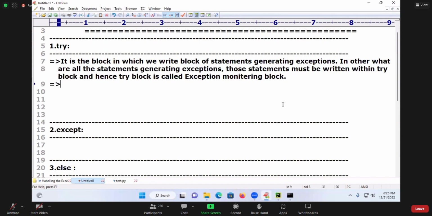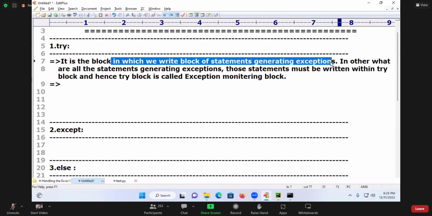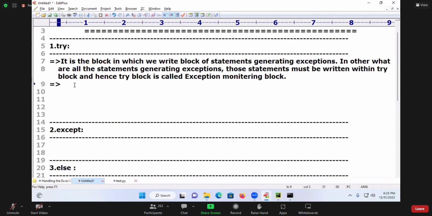This is one point you need to remember. Another point we are going to discuss here. It is most important, students. Why do you use this try block? What are all the statements generating exceptions? Those statements must be written in which block? Try block. So what happens when an exception occurs over there? Here I'm going to write an important point.